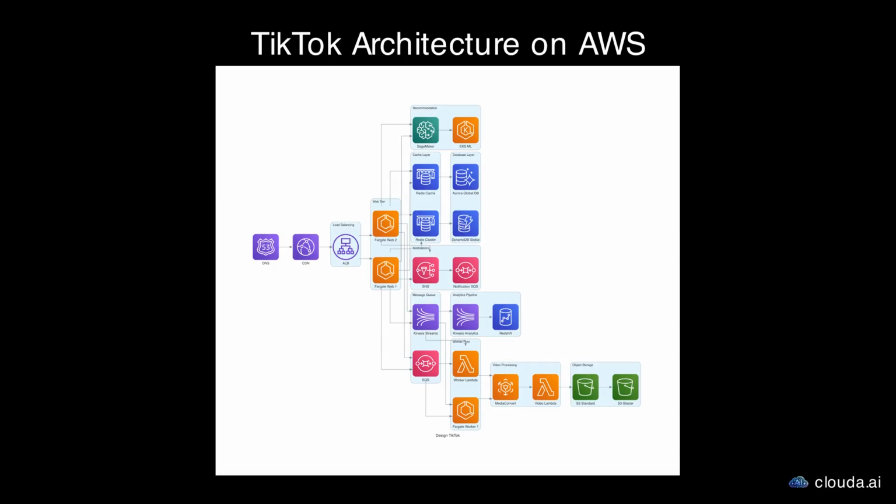For our data layer, we use Aurora PostgreSQL with global database sharding to handle user profiles and social graphs across regions. DynamoDB global tables store video metadata and engagement metrics with single-digit millisecond latency. Elasticache Redis in cluster mode provides distributed caching for hot content.